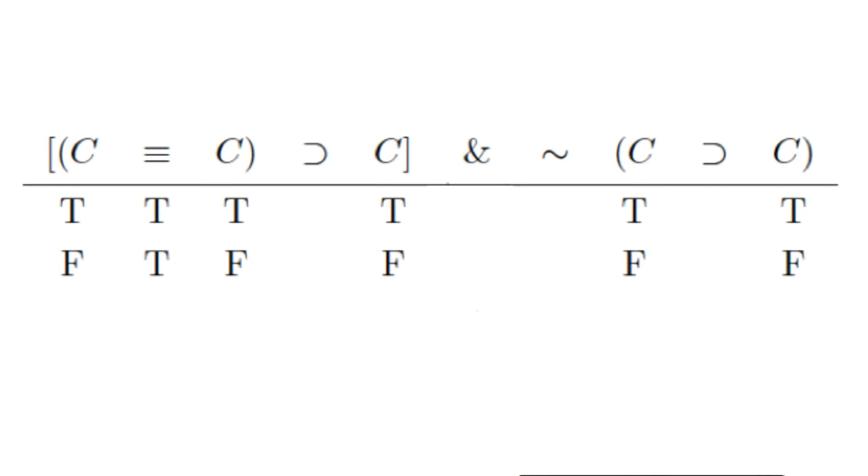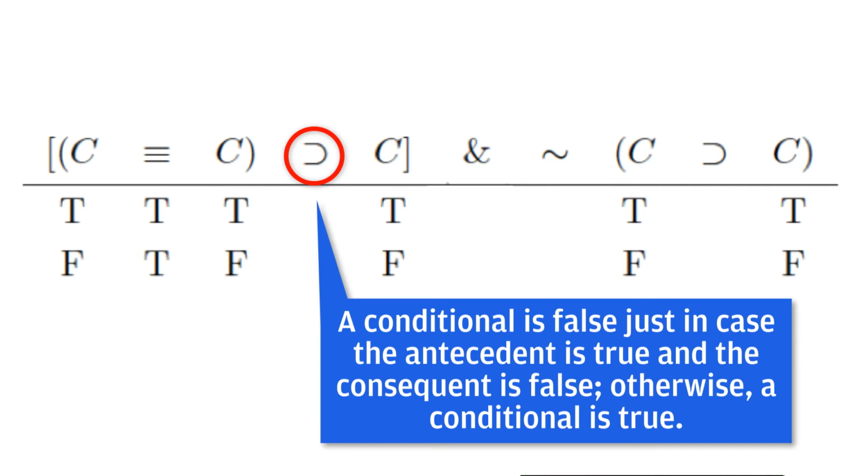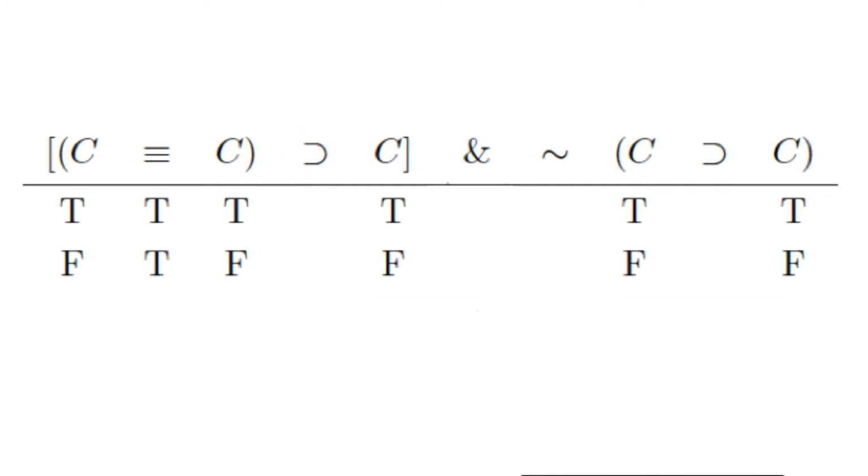Let's now move to the connective with the next greatest scope, the conditional within the conjunct on the left. The rule for conditional states that a conditional is false just in case the antecedent is true and the consequent is false. Otherwise, a conditional is true. Well, what does the truth table indicate? In the first row, both the antecedent and the consequent are true, so the conditional as a whole is true, which we'll input like this.